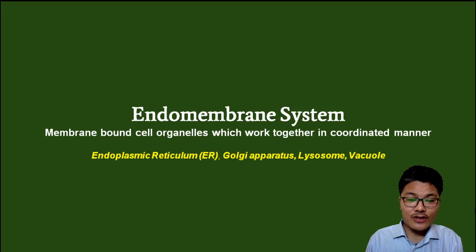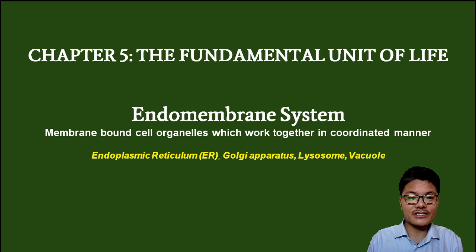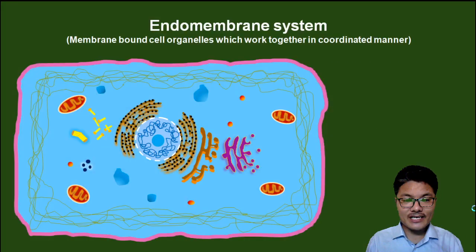This topic, the endomembrane system, is not mentioned in your textbook, but it's important. I found it important to mention here so that later you may not face problems, and it's easier for us to understand also. So the endomembrane system is a topic which is discussed under chapter 5, the fundamental unit of life. So let's see the different endomembrane structures which are present within the cell.